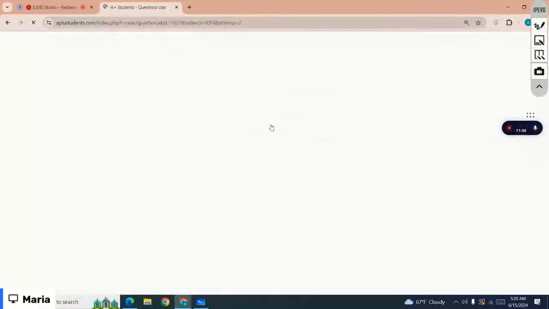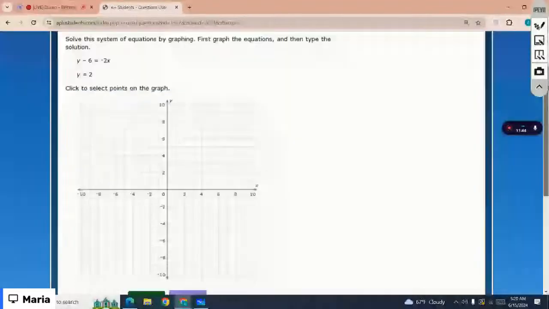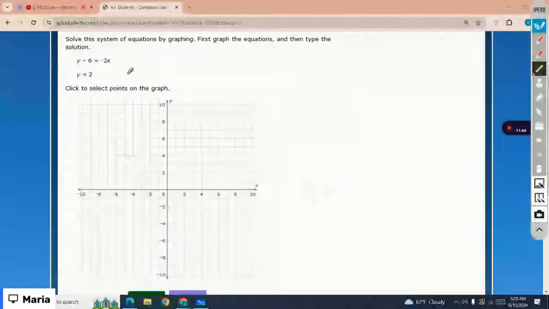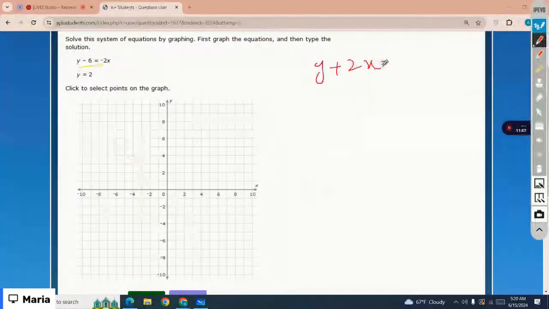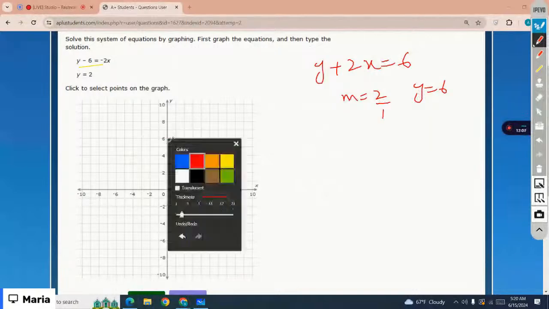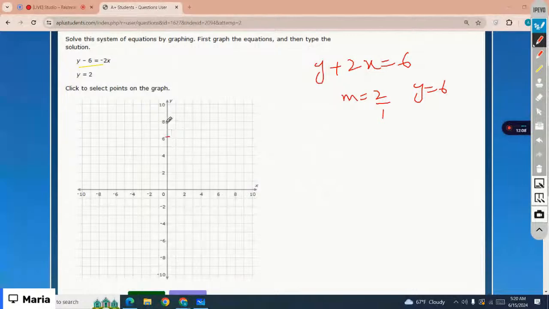Okay, solve the system of equations by graphing, right? So the second equation, let's just arrange this equation, right? y plus 2x equals 6. Now slope is 2, the y-intercept is 6, right? So slope is 2 by 1, y-intercept is 6. So here is the point. Then you have the slope is 2. That means you need to move up 2 and right 1. So now you have 2 points. Let's just draw a line. Here is the line.